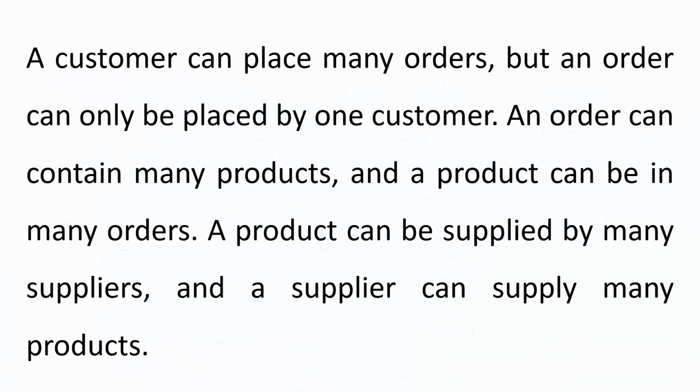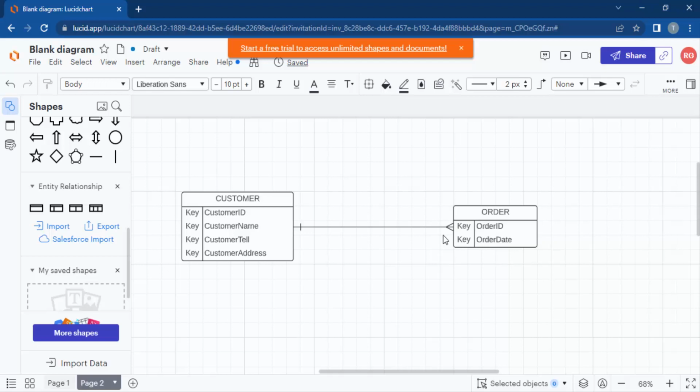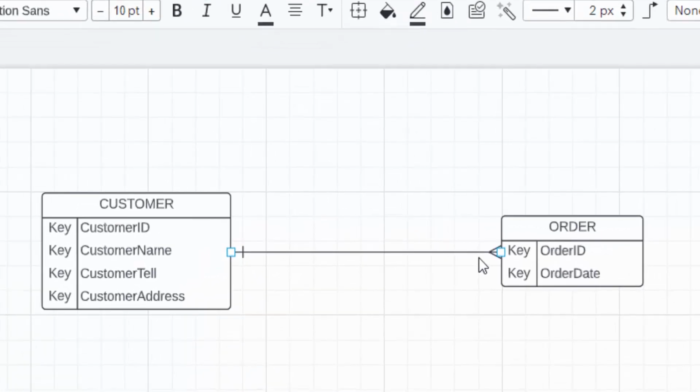From the business rule, we were told that a customer can place many orders, but an order can only be placed by one customer. So let's talk about the relationship and the cardinality that exists between a customer and the order. Now, the best way to do this is to think about it logically. We have to think about what is the minimum number of orders that a customer can place, and what's the maximum number of orders that a customer can place.